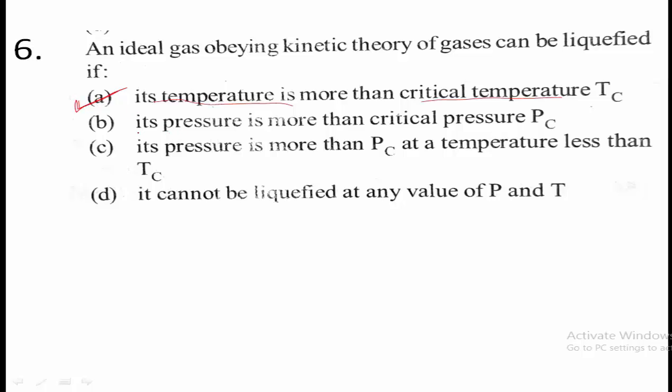Then what is the option B? Its pressure is more than critical pressure. No, critical pressure means the pressure at which an ideal gas can be liquefied is said to be critical pressure. Okay, so therefore this statement is wrong. And its pressure is more than Pc at temperature less than Tc, that is also wrong. It cannot be liquefied at any value of P and T. This one is also wrong. So option A is the correct statement.